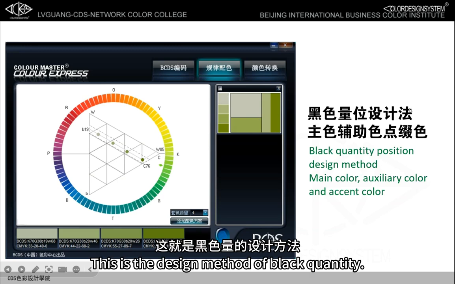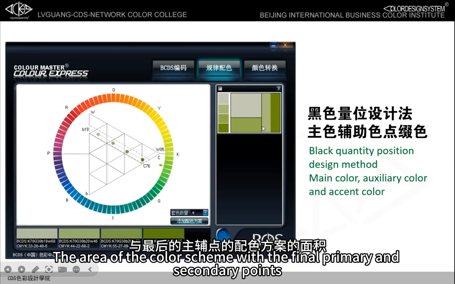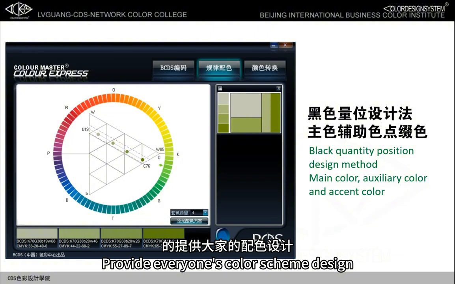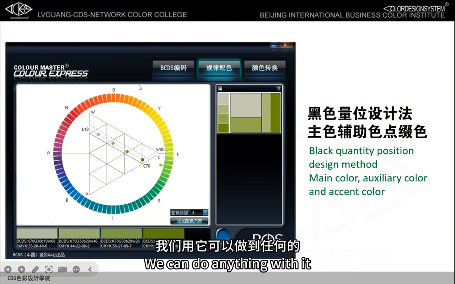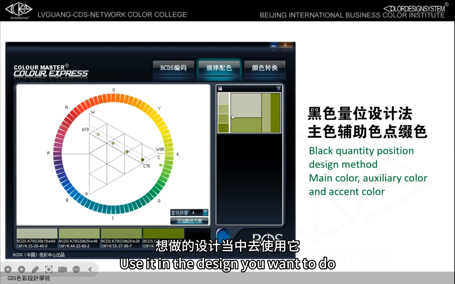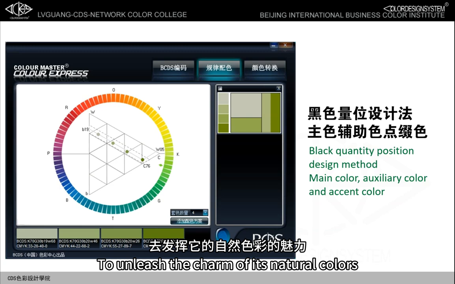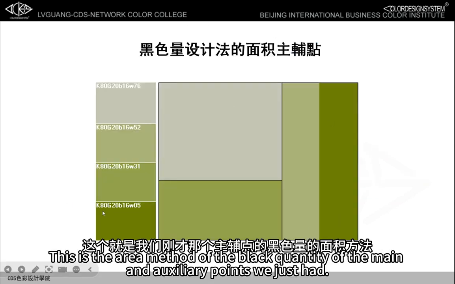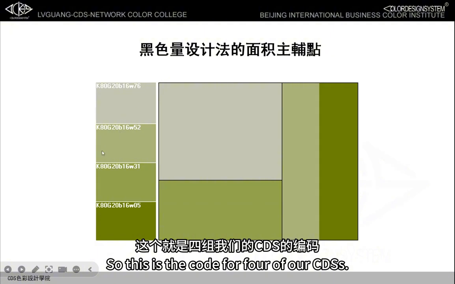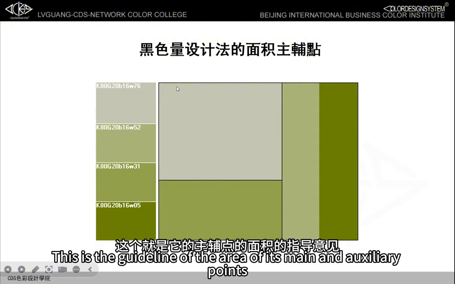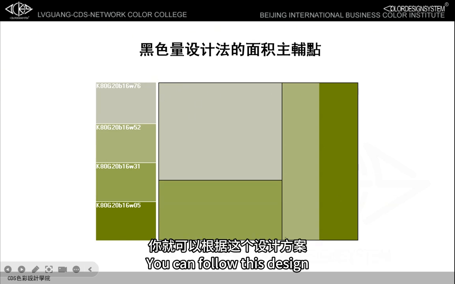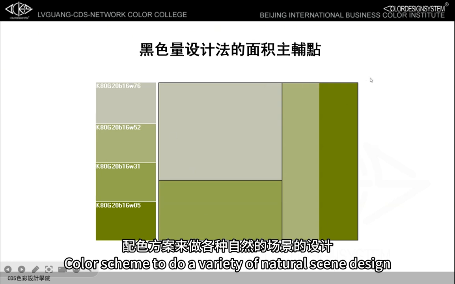This is the design method of black quantity: the area of the color scheme with the final primary and secondary points. It provides everyone's color scheme design. We can do anything with it. Use it in the design you want to do, to unleash the charm of its natural colors. This is the area method of the black quantity of the main and auxiliary points we just had. So this is the code for 4 of our CDSs. This is the guideline of the area of its main and auxiliary points. You can follow this design color scheme to do a variety of natural scene designs.